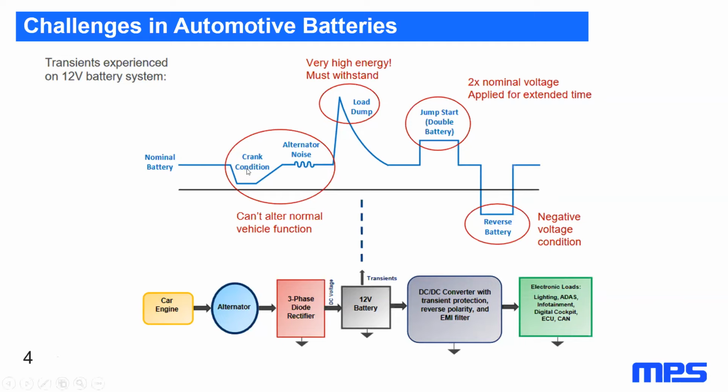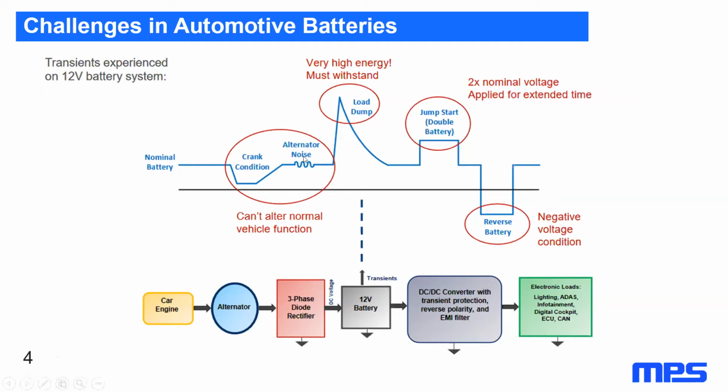First is the crank condition. This is when the starting engine turns on. Depending on the weather, if it's very cold or if it's warm, this can take more power from the battery and make the battery voltage drop to a low level during a certain period of time. If the weather is quite warm, this can be maybe 6 volts or 7 volts compared to the nominal 12 volts. But in a very cold environment, this can drop as low as 3 volts. So we need to make sure that our converters can operate in those conditions.